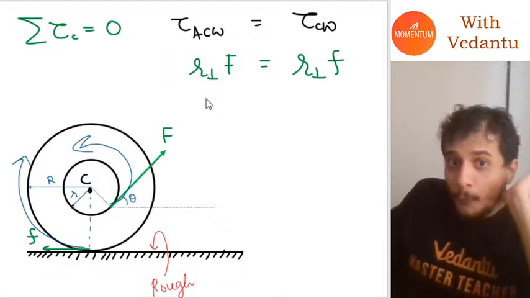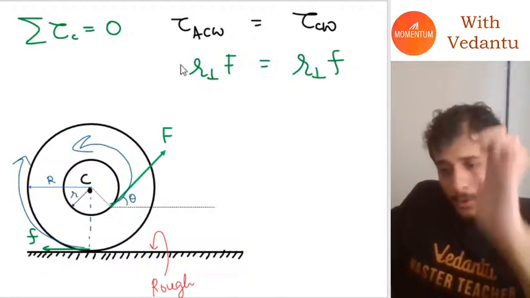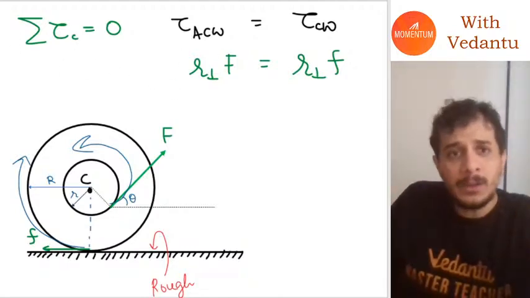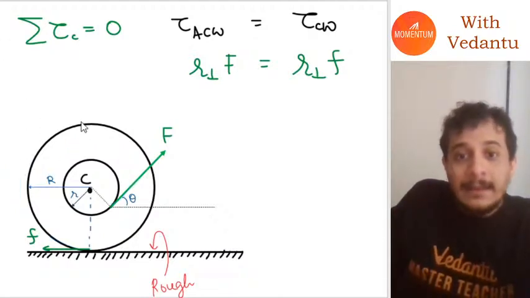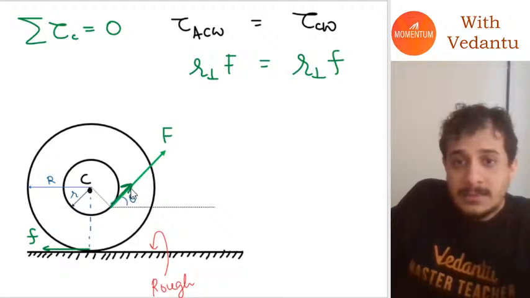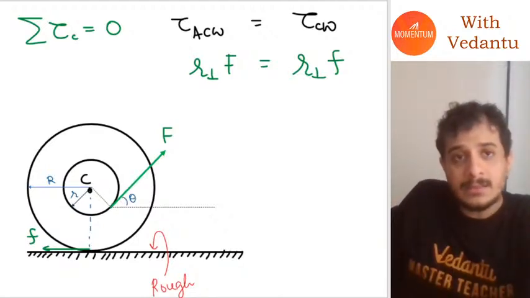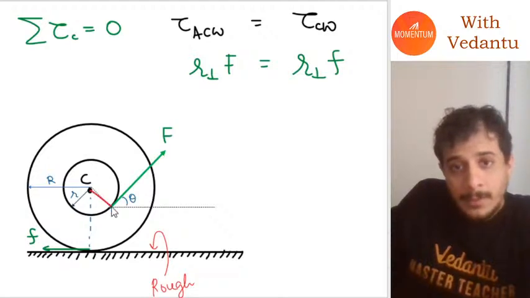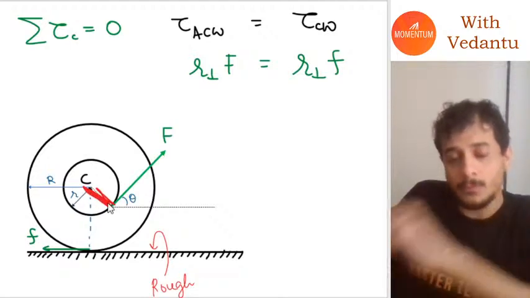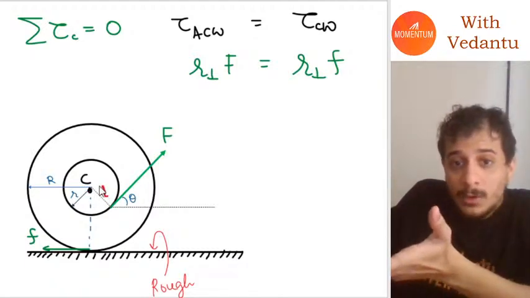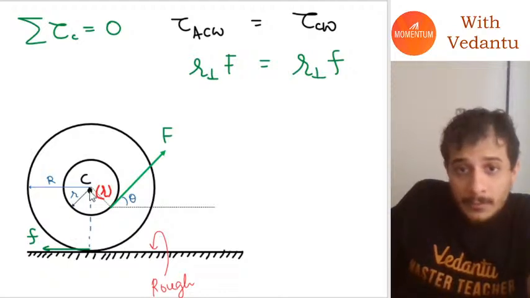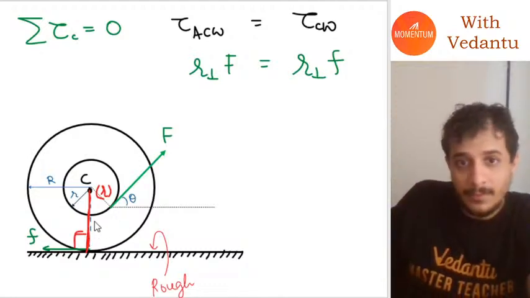Now for this force capital F, what is the perpendicular distance? This force is already tangential, so the perpendicular distance will be this only. You see this angle is 90 degrees, so the perpendicular distance is small r. Similarly for the friction, this is once again tangential, so the perpendicular distance is simply capital R.